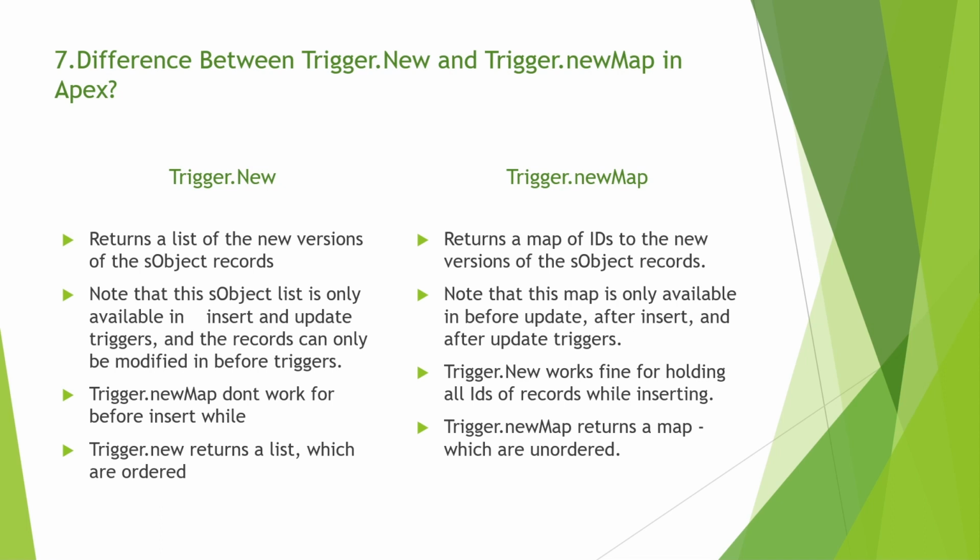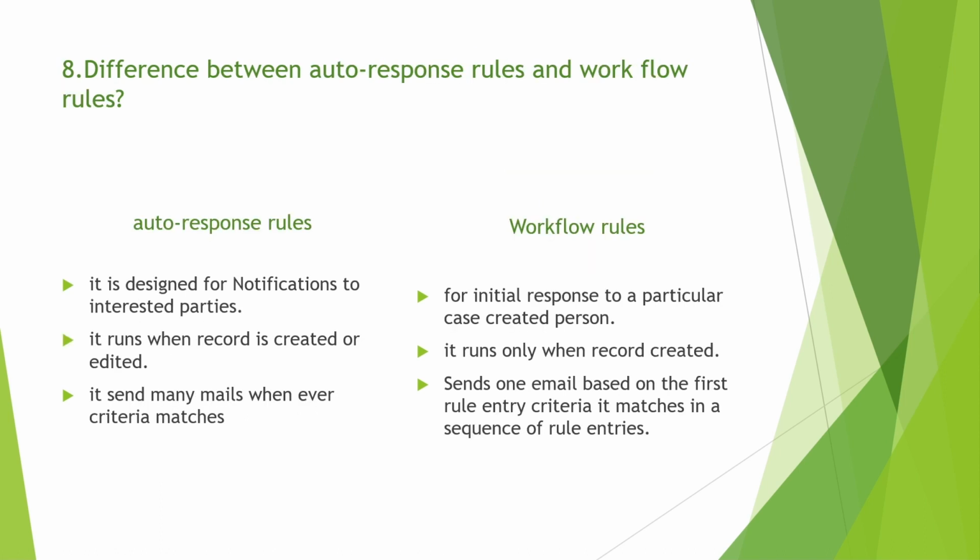Difference between auto-response rules and workflow rules? Auto-response rules. It is designed for notifications to interested parties. It runs when a record is created or edited. It sends many mails whenever criteria match. Workflow rules. For an initial response to a particular case-created person. It runs only when a record is created. Sends one email based on the first rule entry criteria it matches in a sequence of rule entries.